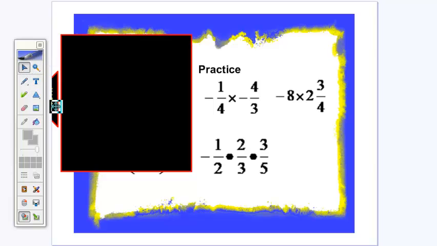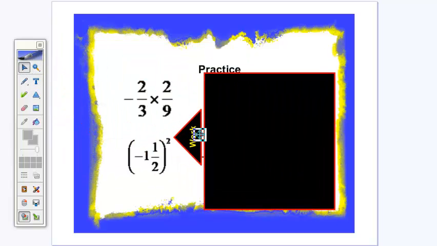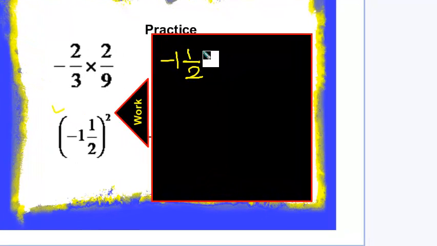I know the next one is exponents. Okay, right here, this one we're doing now. I know because of the square, it might look a little scary, but it's not. We know exponents means I'm multiplying this by itself 2 times. So here, let's write it down. So I'm multiplying negative 1 1/2 by itself 2 times.